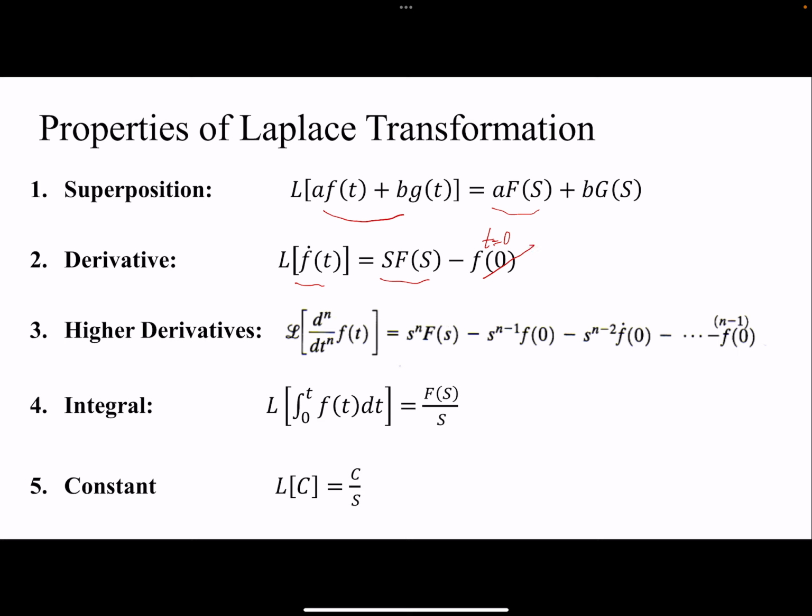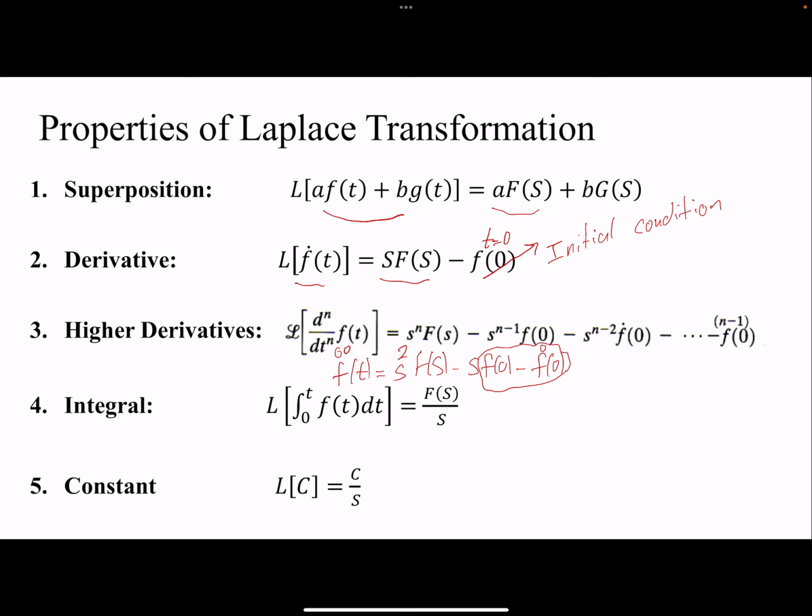That's referred to as initial condition. A lot of times we assume the initial conditions are 0, so then that's fine, but that's the main term that needs to be present. For higher derivatives, that's the equation that we have, and the derivative can be a factor of n. For the case of, let's say, f double dot, the second derivative, we know n is 2, so we have s squared F(s) minus s f(0) minus f dot(0).